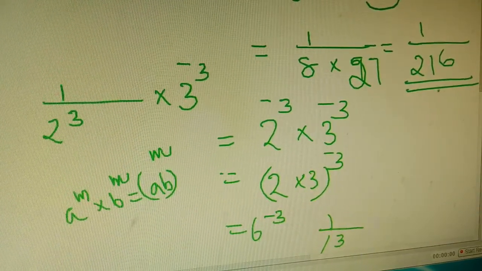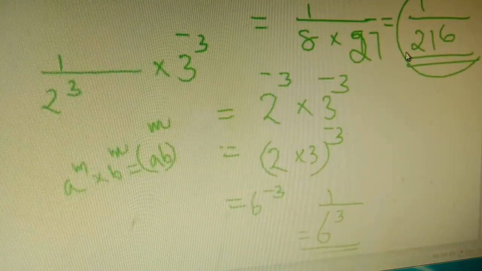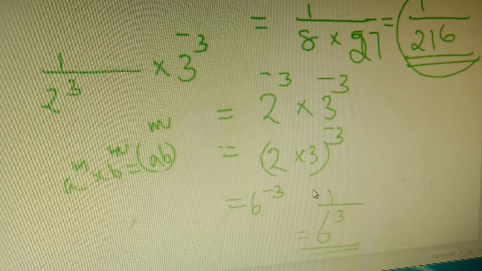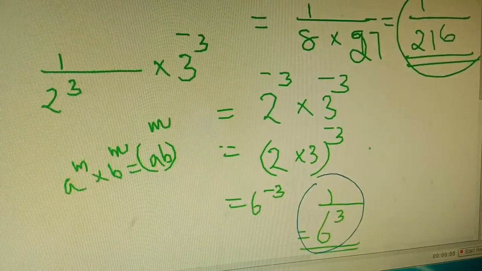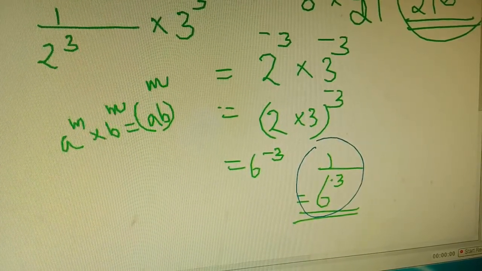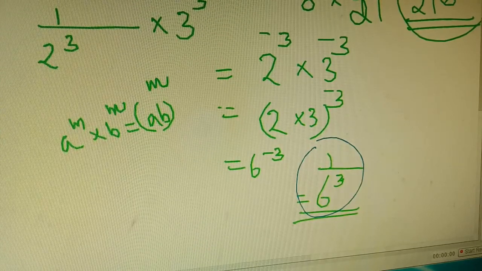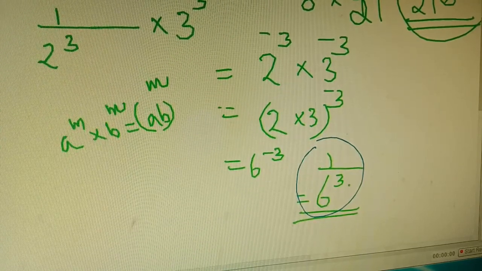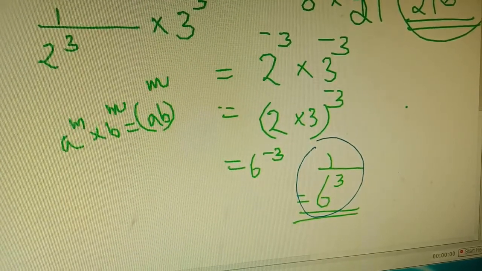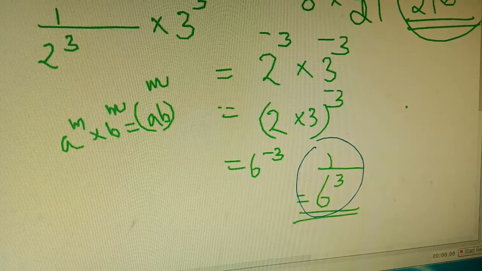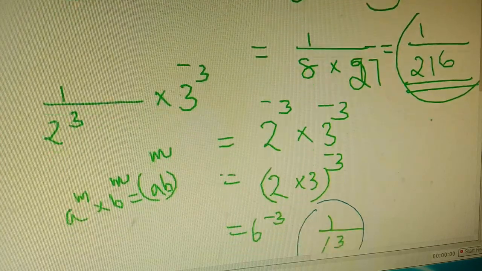So our first answer and this 1 by 6 to the power of 3, those two are same. 1 by 6 to the power of 3 and 1 by 216 are same. So our answer is correct. In exponential form the answer is 1 by 6 to the power of 3, or otherwise in normal form we can say it as 1 by 216.